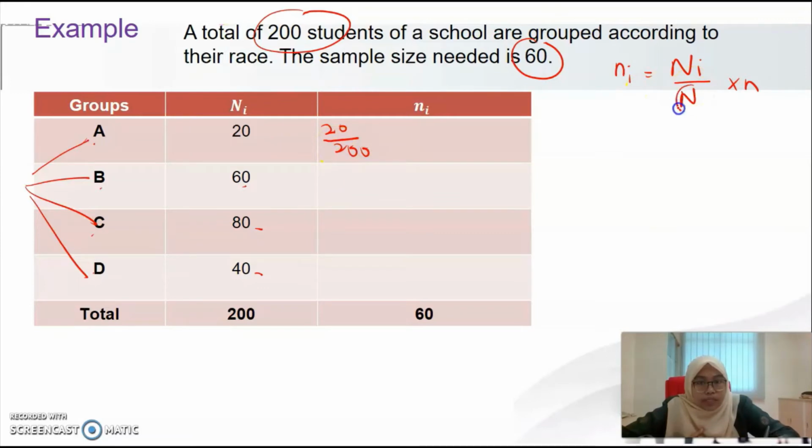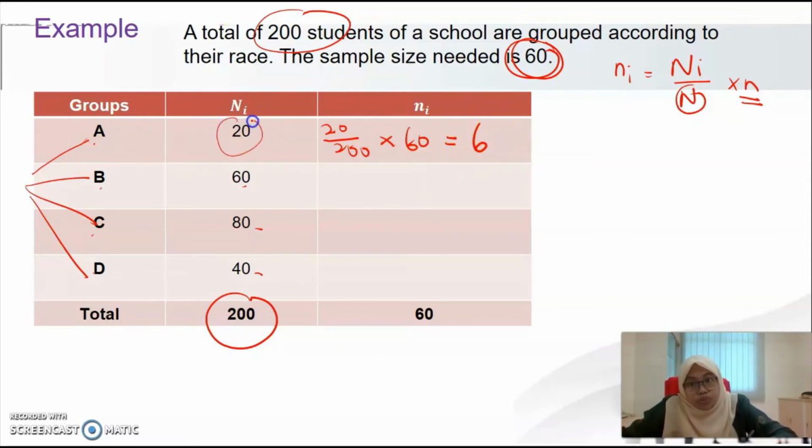So this capital letter N refers to the population size. Multiply with small letter n here. Small letter n is the sample size, 60. So we will get only 6 here. That means for group A, we only take 6 samples from 20. Okay, and for group B, 60 over 200 times 60.